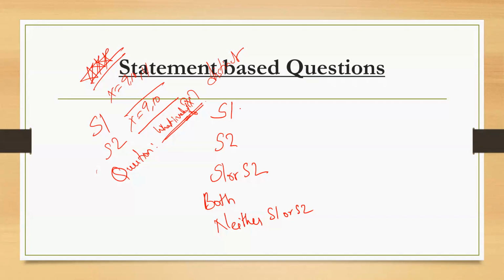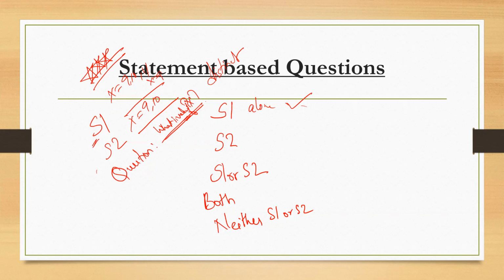So you have to go in this order. Most of the students, where does your problem come in? They check statement 1, and what they find out is, yes, x has a unique value here. Let's say the value of x here is 9. They directly mark S1 alone is sufficient to answer the question. That is not always the case.